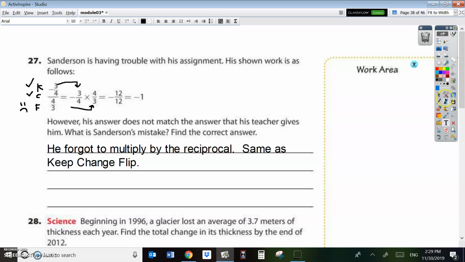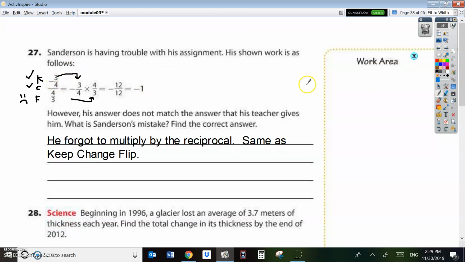No problem. So we'll keep negative 3/4 the same. We'll change division to multiplication. And we'll flip 4/3 to equal 3/4. Okay, is there any cross canceling with 3 and 4? No. And you have a negative divided by a negative, so negative times a positive is going to be a negative, so it's going to be negative 9 over 16.